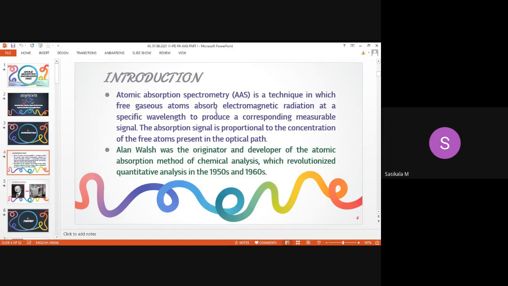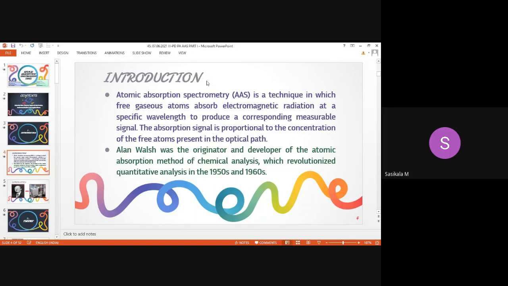So after free gaseous atoms absorb electromagnetic radiation at a particular wavelength, that is lambda max, which is specific to that particular atom, they produce a corresponding measurable signal. The signal represents your spectrum. The absorption signal is proportional to the concentration of free atoms. According to the number of atoms present in the sample, the absorption signal will increase or decrease. So it is directly proportional. When concentration increases, absorption also increases. So it follows Beer-Lambert's law: absorption is directly proportional to concentration.